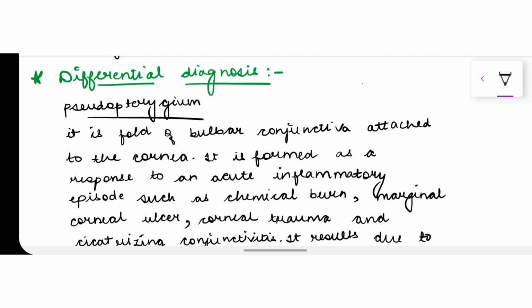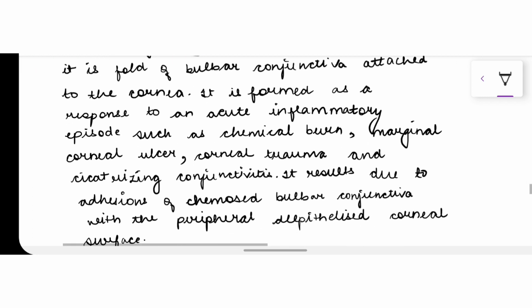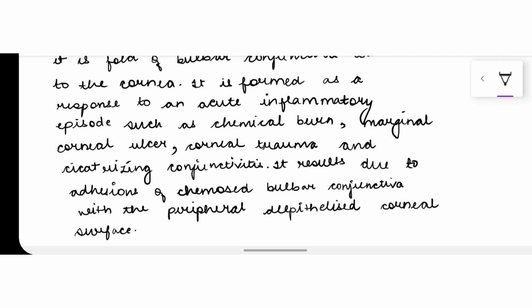Now let's see the differential diagnosis of the pterygium. It is known as pseudopterygium, which can appear as pterygium, which is the fold of conjunctiva over the cornea. So basically pseudopterygium is the bulbar conjunctiva which is attached to the cornea. It occurs due to the inflammatory response, as it occurs after any chemical burn injury, or after any marginal corneal ulcer, or any corneal trauma, or any cicatrizing conjunctivitis.